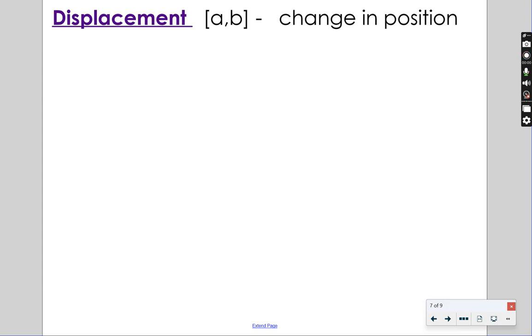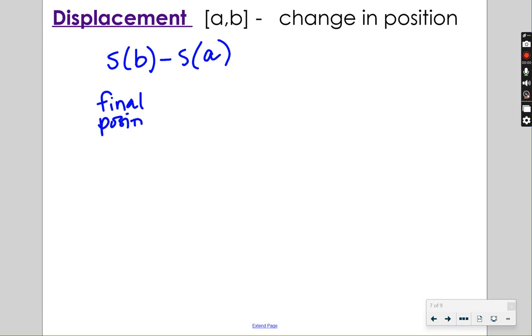So I might write this as S of B minus S of A, because I'm using the position as S of T or X of T. Final position minus initial position.